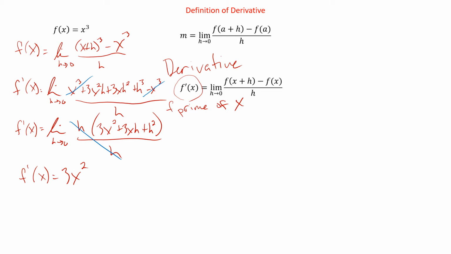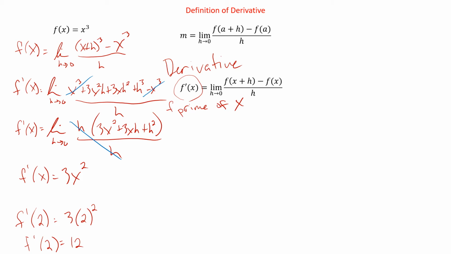If we wanted to find it at a given point, I would still do this and then be like, all right, so f prime of 2 is going to be 3 times 2 squared. 2 squared is 4 times 3. So f prime of 2 is 12.